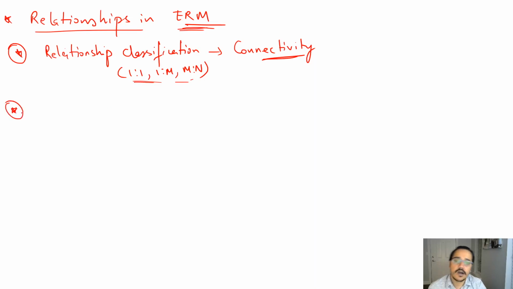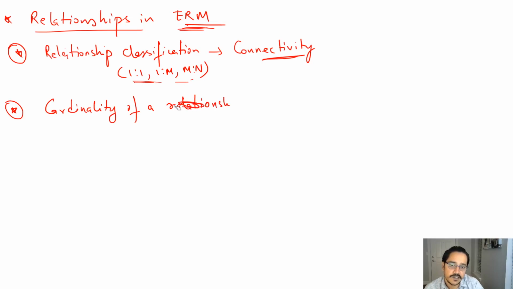All right. After that, you have the cardinality of a relationship. I will just say cardinality of a relationship, since connectivity stands for the type. Cardinality is basically the lower and upper bound of entity instances.